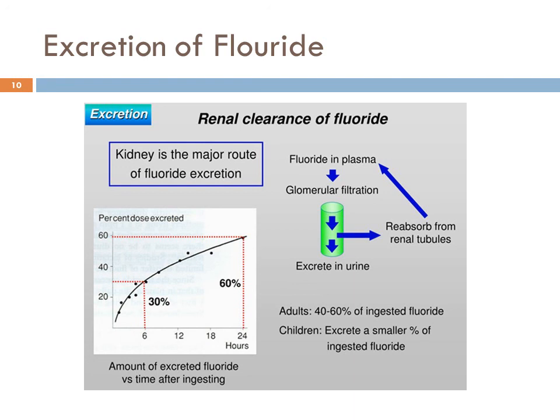a smaller percentage of the ingested fluoride will be excreted through the urine. And this is the reason why it is a smaller percentage: because in children, as we mentioned, fluoride seeks the calcified tissue, and in children there are developing teeth and a developing skeleton, so fluoride goes to these tissues and participates in calcification of such developing or growing calcified tissues.